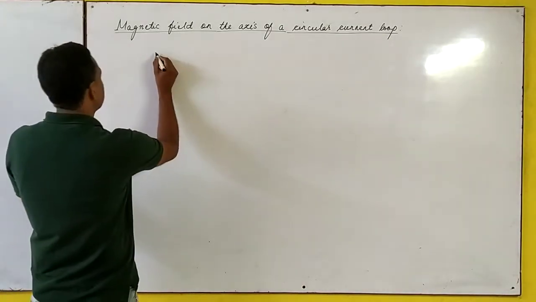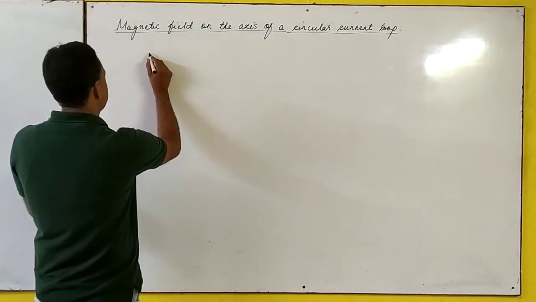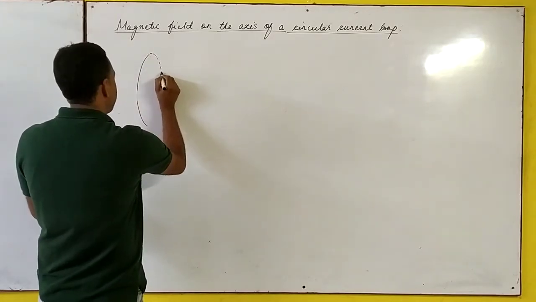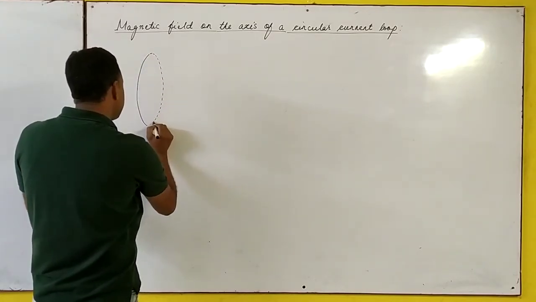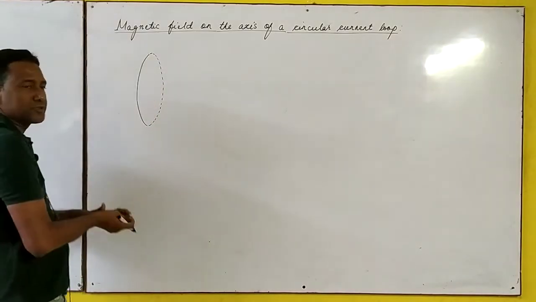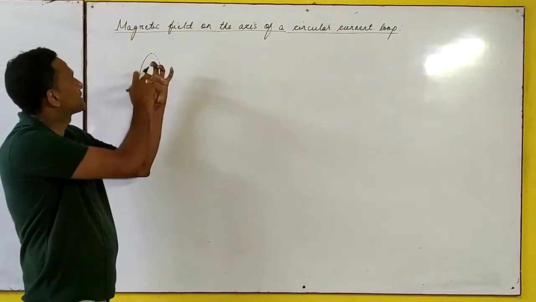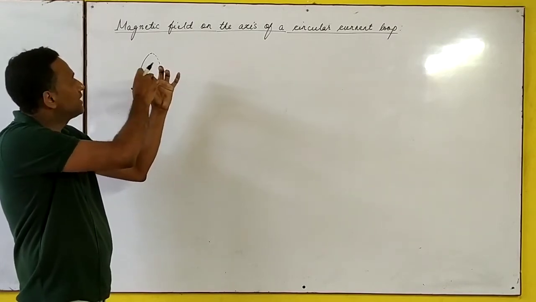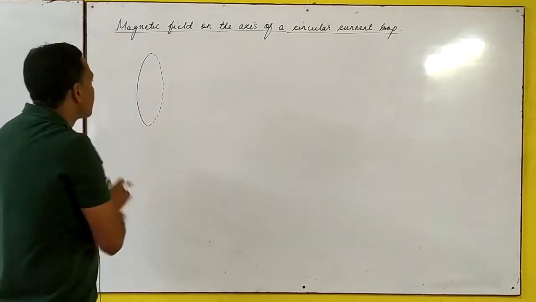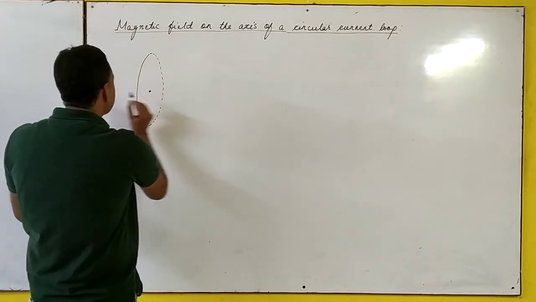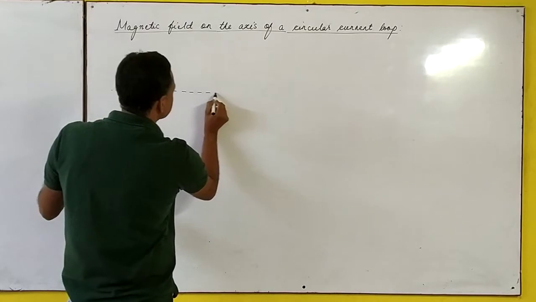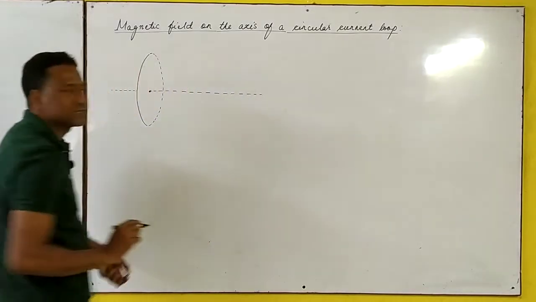So first of all, let me take a current loop. Here the dotted line means it is on the back, solid line means it is on the front. So the current loop is like this. This is the dotted line, the back side, and the front side is the solid line. So let me take the axis of the loop. So this is the axis of the loop.